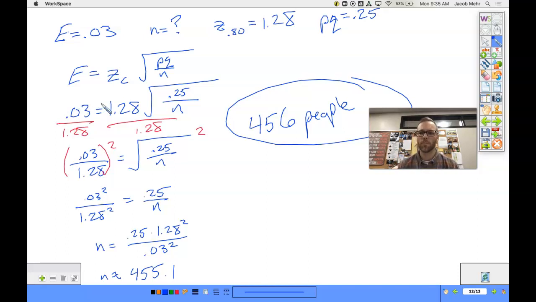All right, so that is how we do confidence intervals for our proportion P. Okay, that's how we find a minimum sample size if we are wanting a specific error for estimating P.